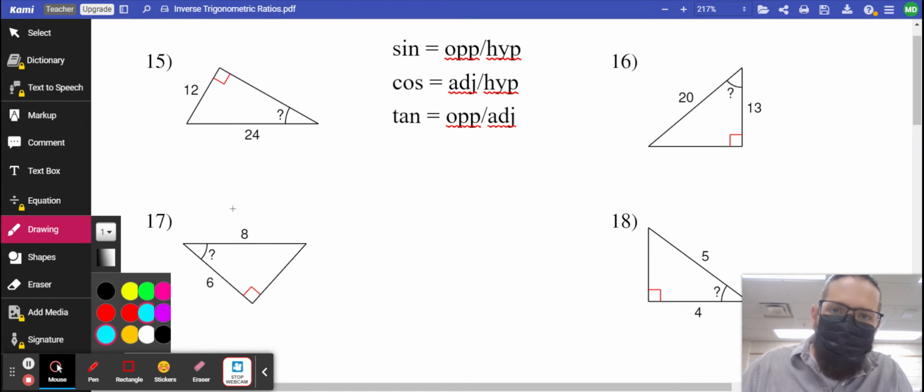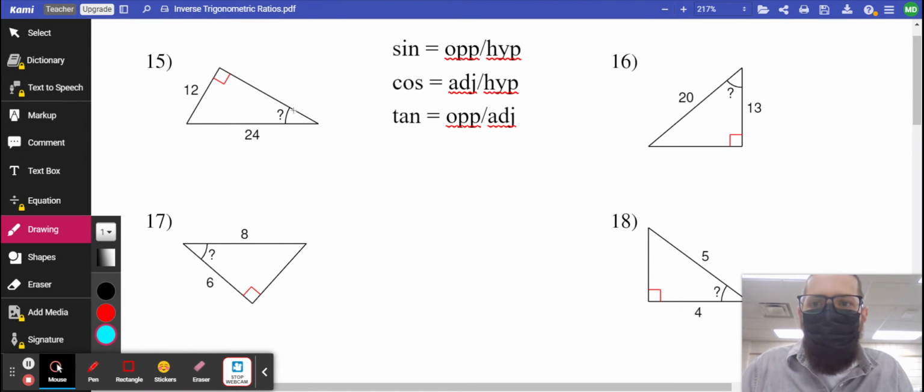Yo, we're going to check out this worksheet. Today we're going to find out how to find missing angles.